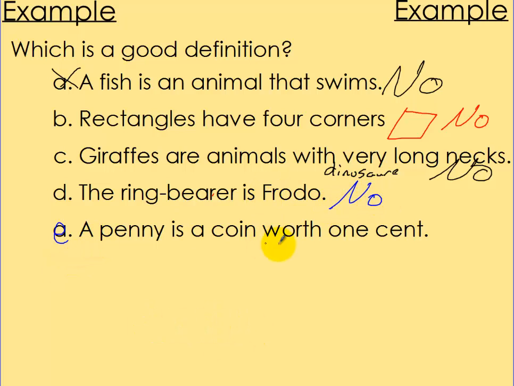Last one, a penny is a coin worth 1 cent. So the reverse of that, if you have a coin worth 1 cent, is it a penny? Well, yeah, it is. So this is a good definition. We're talking about American currency here. So if you have a coin with 1 cent, it's got to be a penny. So if I said I had 1 cent in my hand, you know I have a penny in my hand. I don't have a quarter or some other kind of currency. I have to have a penny. So this is a good definition. That's it.